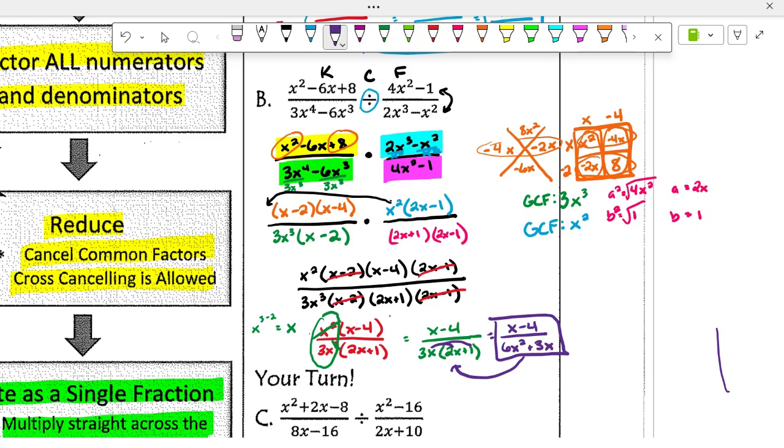I got it's negative 42. Factors and I got this.